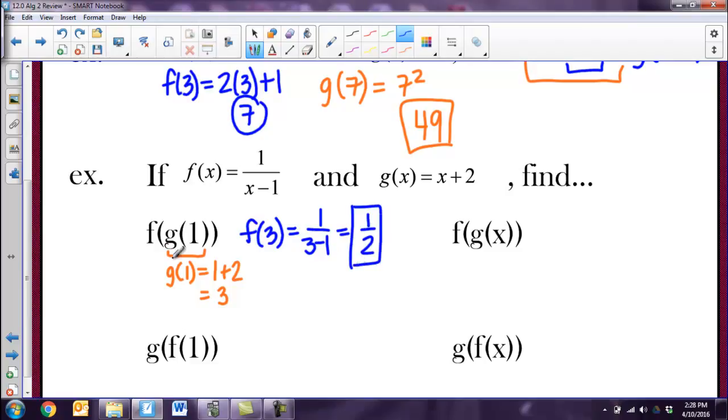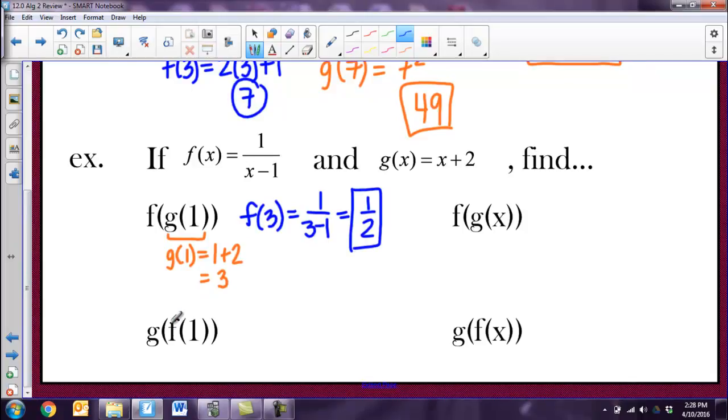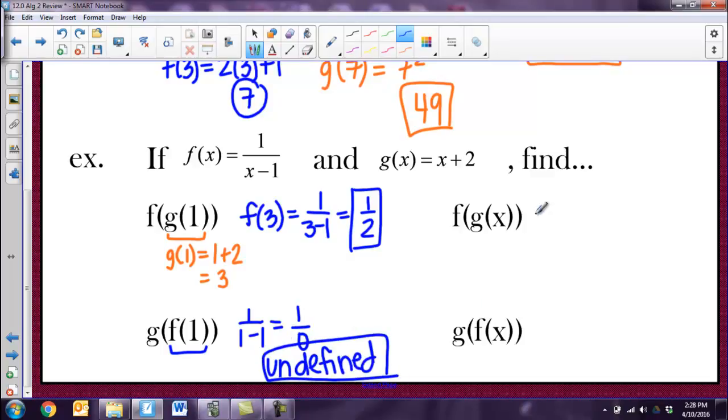and that would be your final answer. Now if I did it the other way and I started with f of 1 first, I'm going to plug in 1 wherever I see an x, and you see here that this would get you 1 over 0. I know I can't divide by 0, so there's really nothing I could plug in there, so my final answer would end right here. It's undefined, it can't go any further, so I move on.